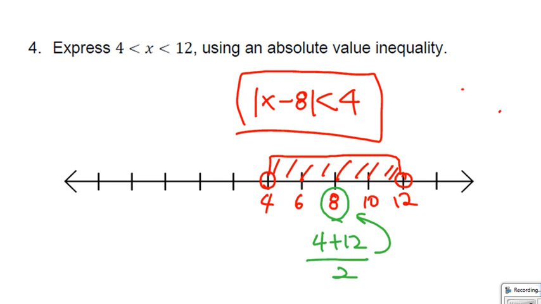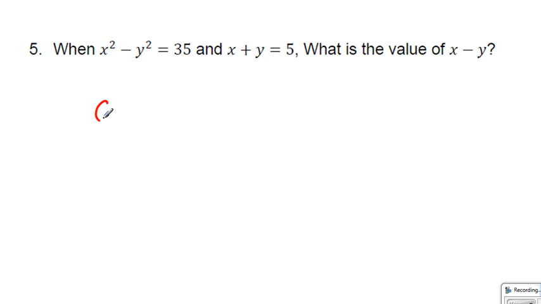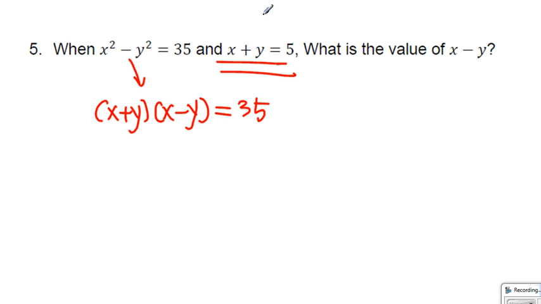All right, let's continue. Number 5. Here we have x squared minus y squared, and x plus y and x minus y. The relationship here is that x plus y times x minus y is the factored form of x squared minus y squared, and that's supposed to be equal to 35. On the other hand, we realize that x plus y was equal to 5. That means this portion is 5.